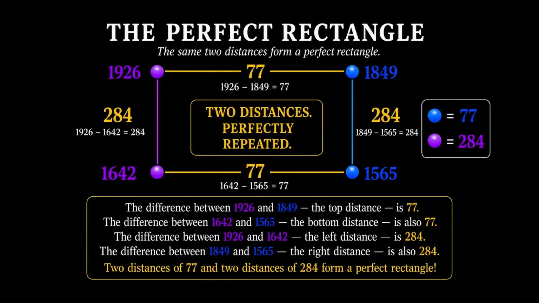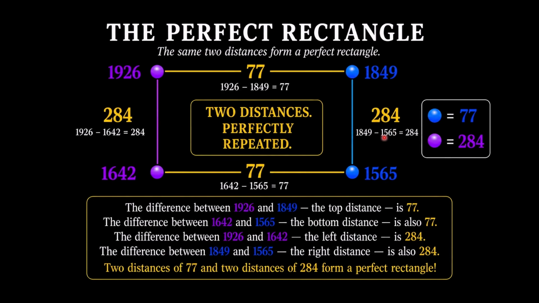Now let's take the pattern one step further. We have 4 key numbers, 1926 and 1642 on the left, and 1849 and 1565 on the right. 1926 minus 1849 equals 77, and 1642 minus 1565 also equals 77. 1926 minus 1642 equals 284, and 1849 minus 1565 also equals 284.